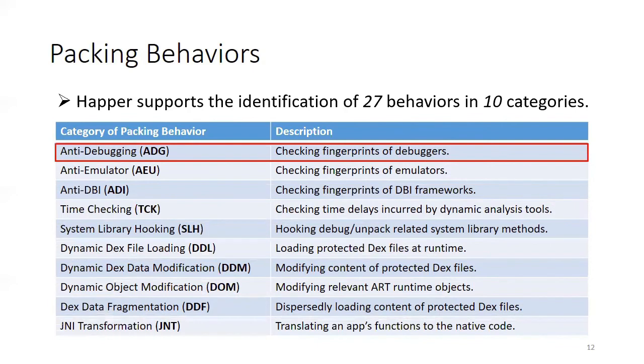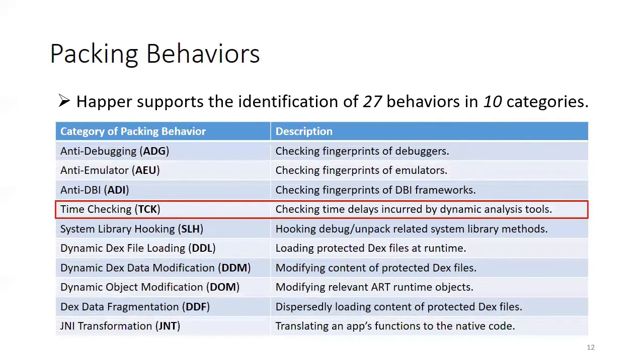For example, packers adopt anti-debugging methods to check the presence of debuggers such as ptrace to detect debugger-based unpackers. Moreover, packers can examine the time delays incurred by dynamic analysis tools to detect instrumentation framework-based unpackers.